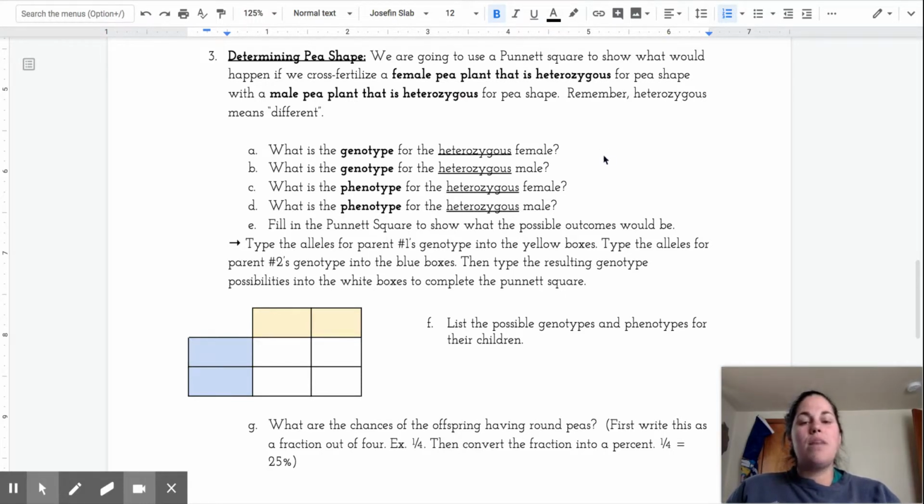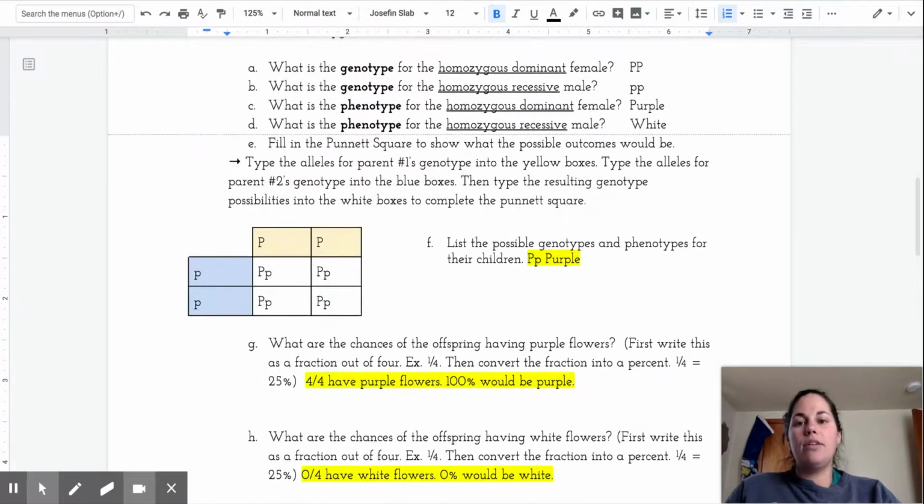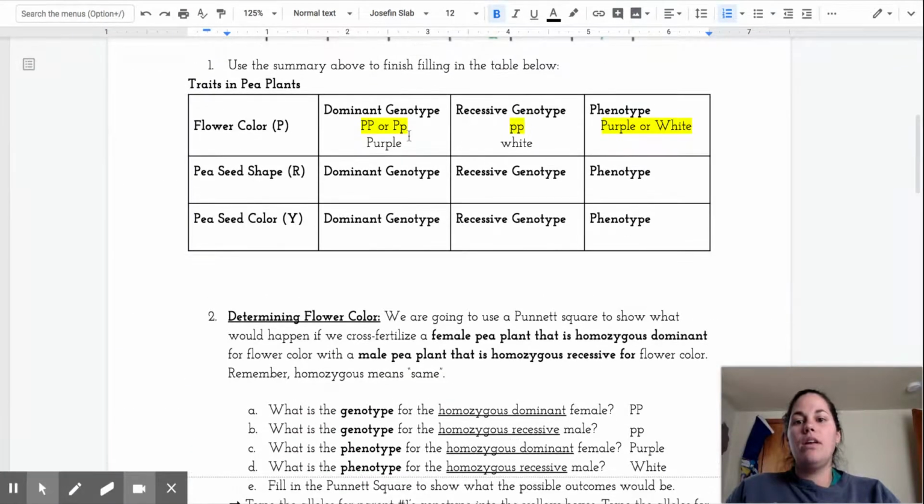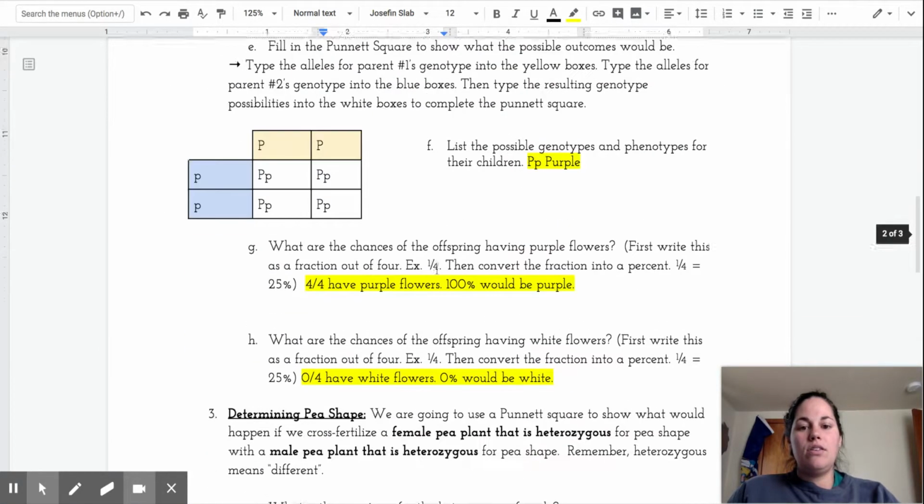So if we're thinking about pea shape, let's look back at our table here. For pea seed shape, we would think about what our dominant and recessive genotype would be. For flower color, heterozygous would have been uppercase P, lowercase p, because it's having one copy of the dominant allele and one copy of the recessive allele. That would be the heterozygous trait there.